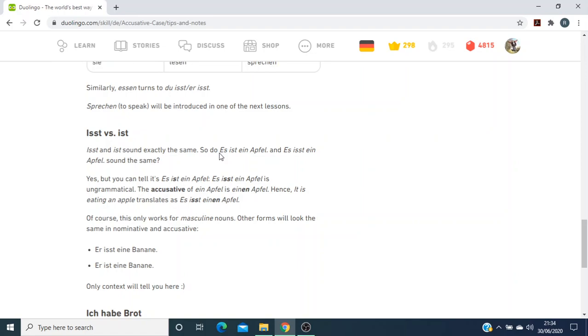So do es ist ein Apfel and es isst ein Apfel sound the same? Yes, but you can tell, because es ist einen Apfel is ungrammatical. The accusative of ein Apfel is einen Apfel. Hence, it is eating an apple, translates as es isst einen Apfel. So that's the only time you might really get confused there, but if it's in the accusative case, that would just clear it up.